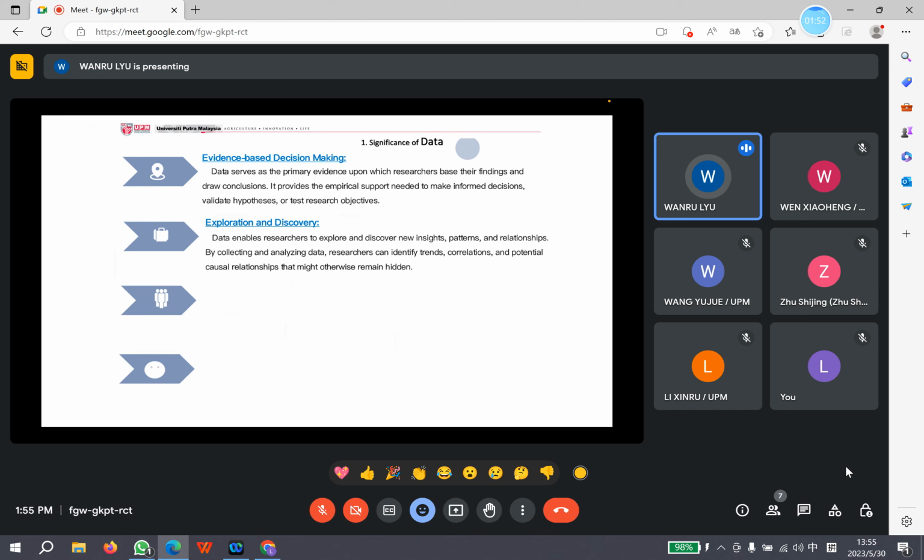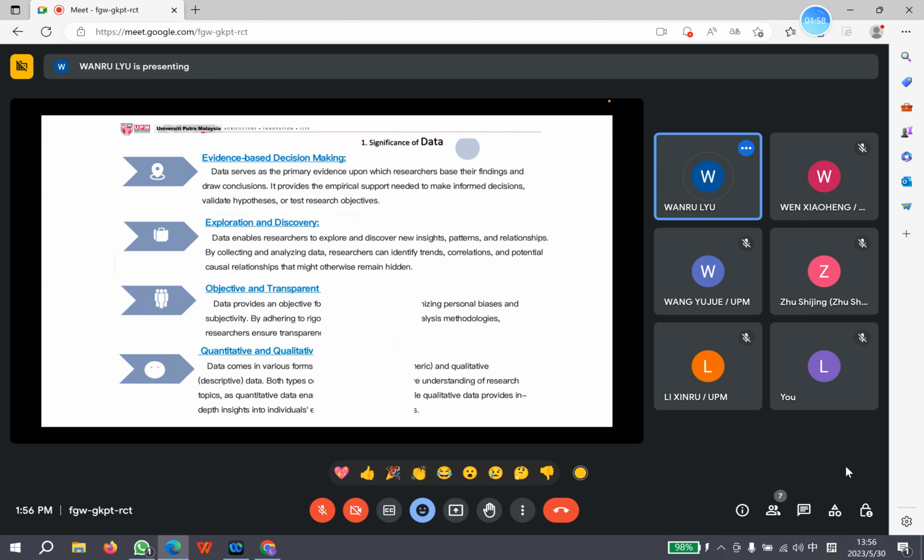The first one is evidence-based decision-making, and the next one is exploration and discovery. And objective and transparent analysis. This one is pretty important because we need to get rid of some biased personal perspective out of the research. And the next one is quantitative and qualitative understanding. And this is exactly what we are going to talk about in our group's presentation.